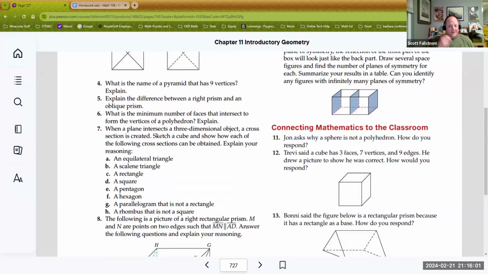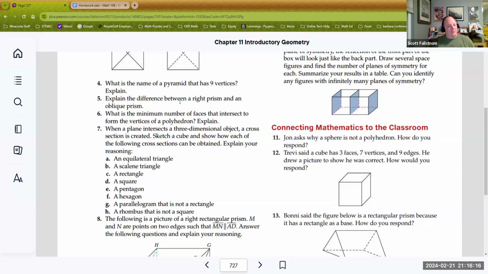At this point in time, having drawn and connected a number of pyramids, you might be able to make an idea of, well, if I know there's 9 vertices and I know a pyramid has one apex, what is left behind? And what would I call that pyramid?